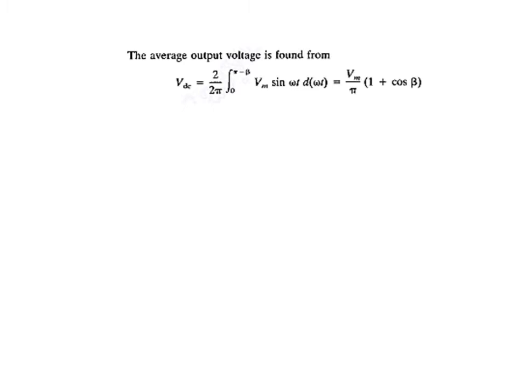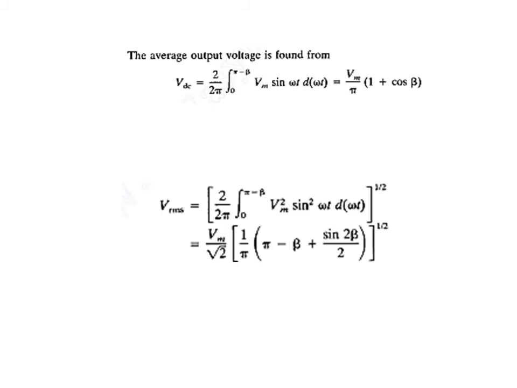Similarly, we can also find out the RMS voltage, which is given by the equation Vrms equal to 2 divided by 2 pi, integration 0 to pi minus beta of Vm square sine square omega t d omega t, raised to 1 half. If you solve this equation, the RMS voltage is given by Vrms equal to Vm divided by root 2 multiplied by under root of 1 divided by pi into pi minus beta plus sine 2 beta divided by 2.